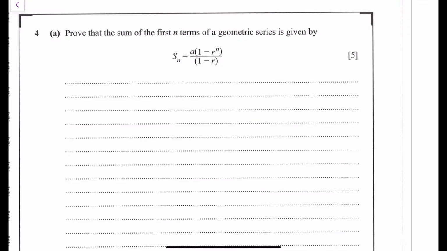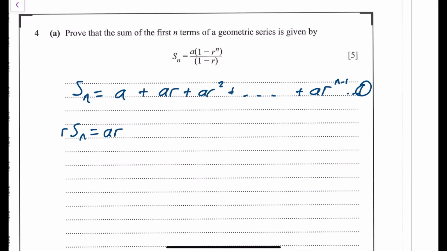Question 4, we are to prove that the sum of the first n terms of a geometric series is given by this. So the way we do this is we write down the general expression for the sum of the whatever number of terms. So we're just going to write down your s of n is equal to, so your first term would be a, your next term would be ar, your next term would be ar squared, all the way along. So your nth term would be ar to the n minus 1. That's your equation 1.